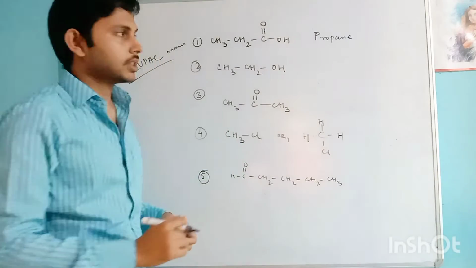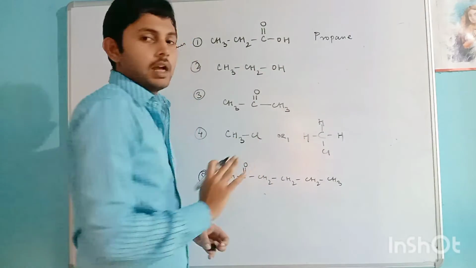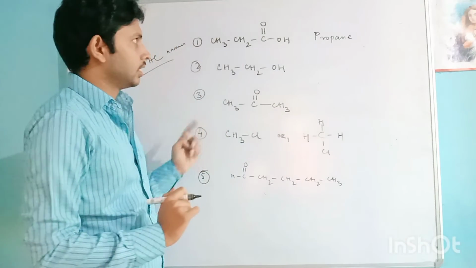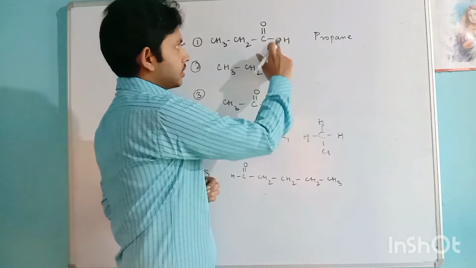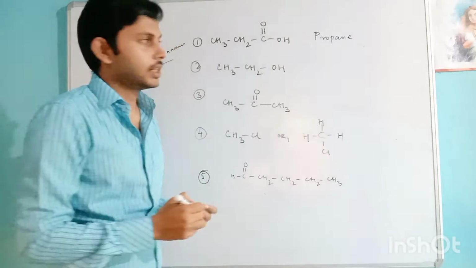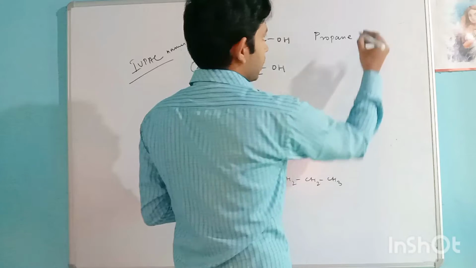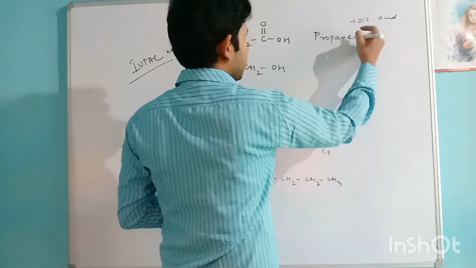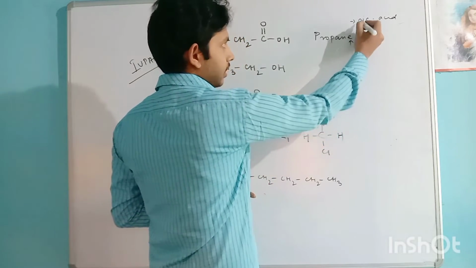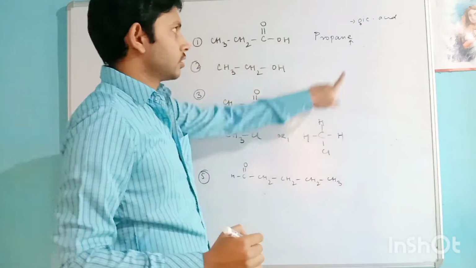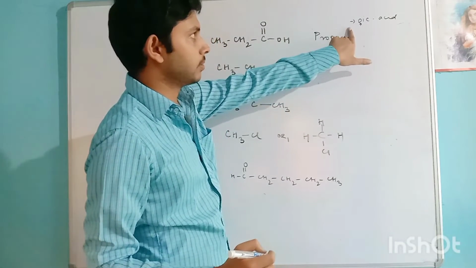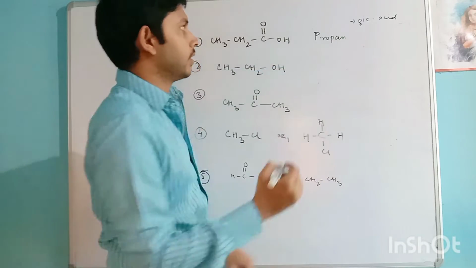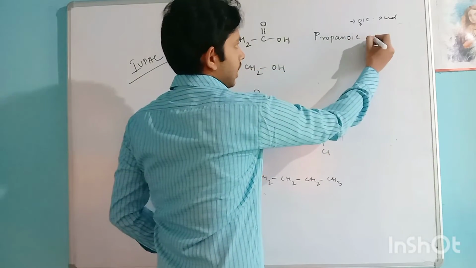But here there is no CH3, so the name is not propane. And see in the table which I showed earlier, what is the suffix for the COOH group? It is oic acid. Now there is a rule. Since there is a vowel here, and here also a vowel, when 2 vowels are there, you have to remove one vowel from the parent name. And so we will write propanoic acid.